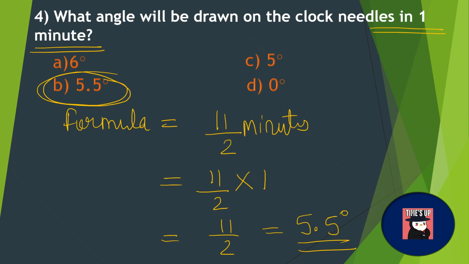Understanding? Here full formula is 11 by 2 minutes minus 30 hours. But they have asked only for minute, not hours. What angle will be drawn on the clock needles in 1 minute? Answer will be 5.5 degree. 11 by 2 into minutes. Minutes is 1 minute. So you will insert 1. So that will come to 5.5 degree. Understanding, students?